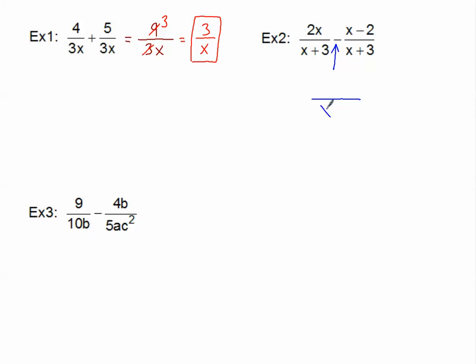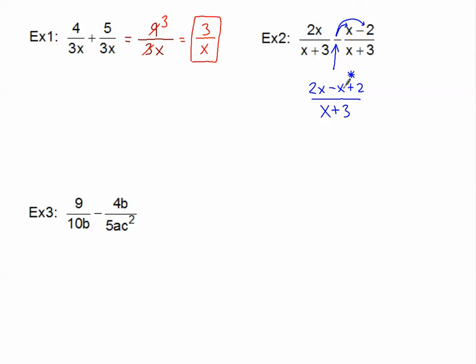The denominator is not going to change. It's going to be an x plus 3. What I'm going to do is subtract both parts of this. That's really like a distribution. I'm subtracting the x and I'm subtracting the negative 2. So I have 2x from the first numerator. I'm subtracting x and I'm subtracting negative 2, which makes a positive 2. Watch out for that. Let's get our like terms together.